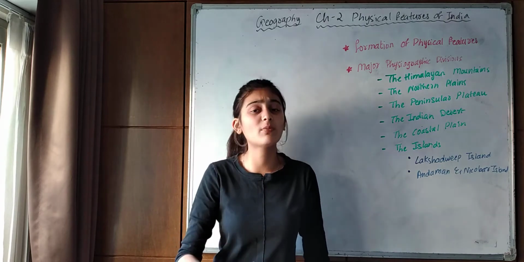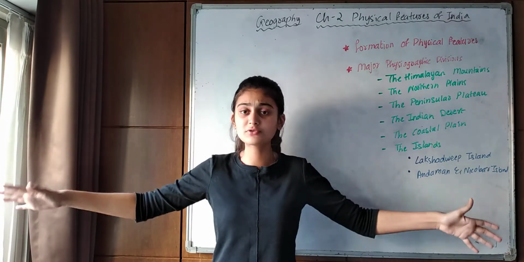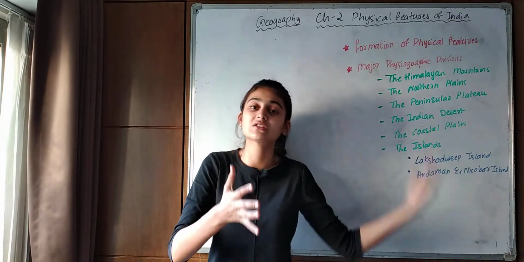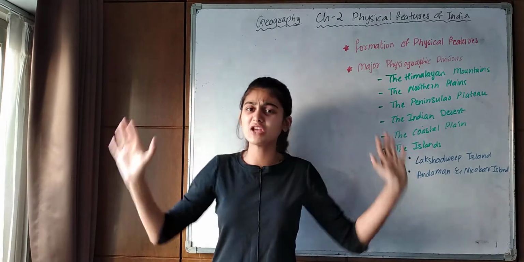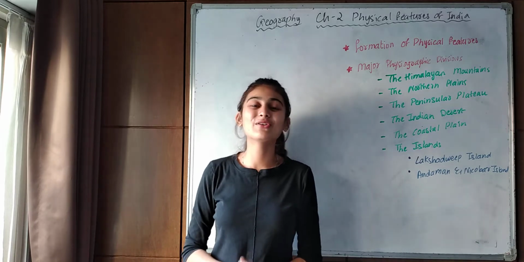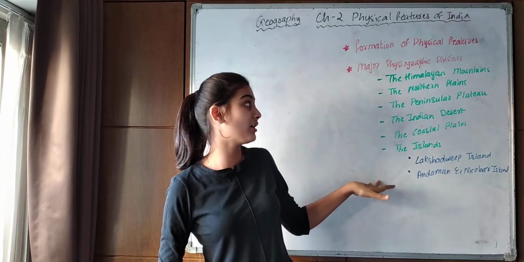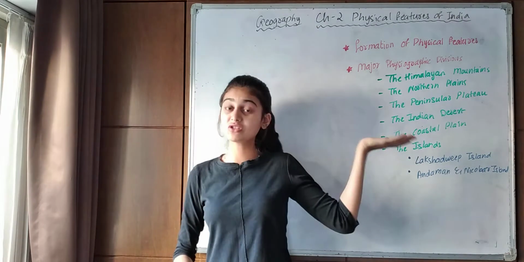And Andaman and Nicobar Island are groups of islands together. The northern part is known as Andaman Island, the southern part is known as Nicobar Island, and it is almost an administrative center. So this was all about the physiographic divisions of India.